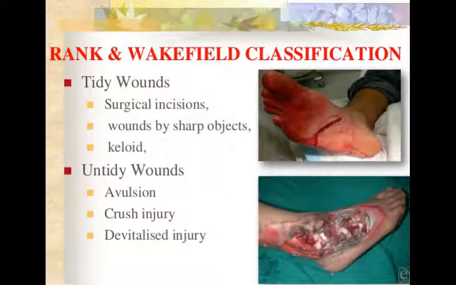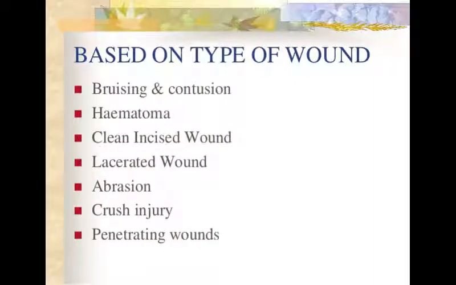Classification of the wound: on the basis of the Rank and Wakefield classification, it is tidy wound and untidy wound. Tidy wounds are surgical incisions, wounds by sharp objects and keloids. Untidy wounds are avulsion, crush injury and devitalized injury. On the basis of types or morphology, wounds are bruising and contusion or hematoma, clean incised wound, lacerated wound, abrasion, crush injury, penetrating wounds, perforating wounds, degloving wounds, etc.